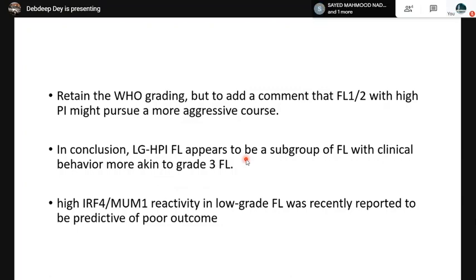So what to do? You retain your WHO grading, but you add a comment that this low-grade follicular lymphoma with a high Ki67 or proliferation index might pursue a more aggressive course. So in conclusion, low-grade high proliferative index follicular lymphoma appears to be a subgroup of follicular lymphoma with a clinical behavior more akin to grade 3 follicular lymphoma. High IRF4 and MUM1 reactivity in low-grade follicular lymphoma has recently been reported to be predictive of a poor outcome.